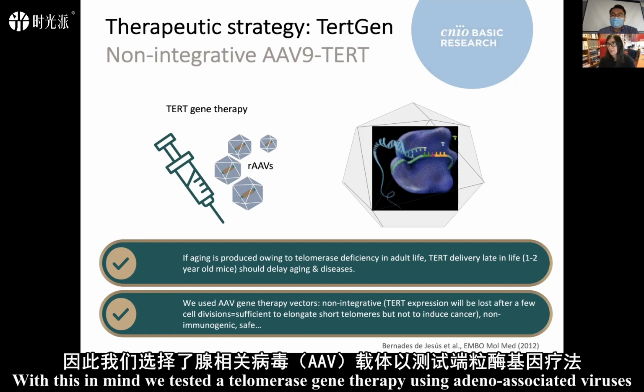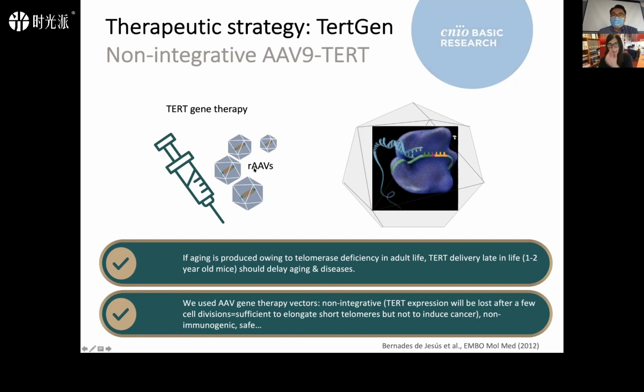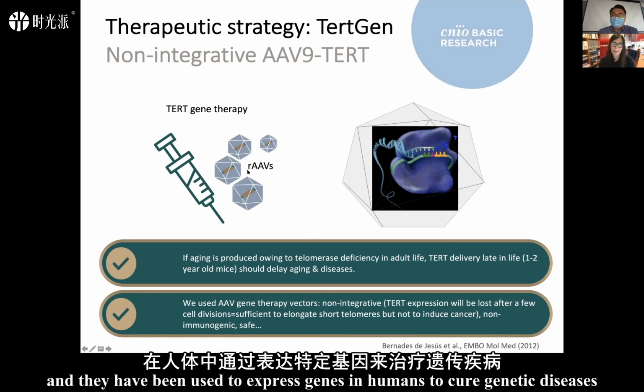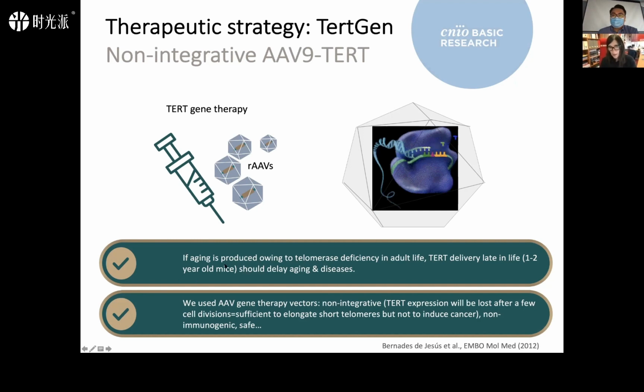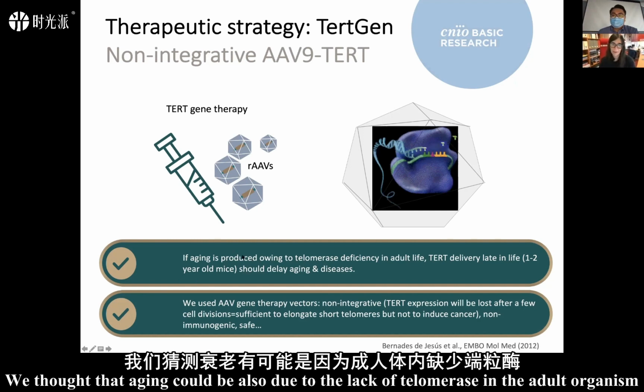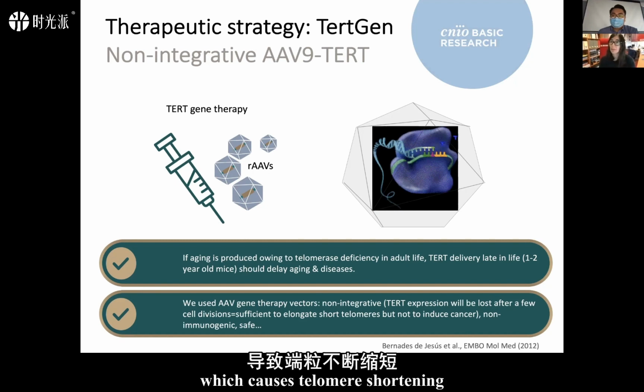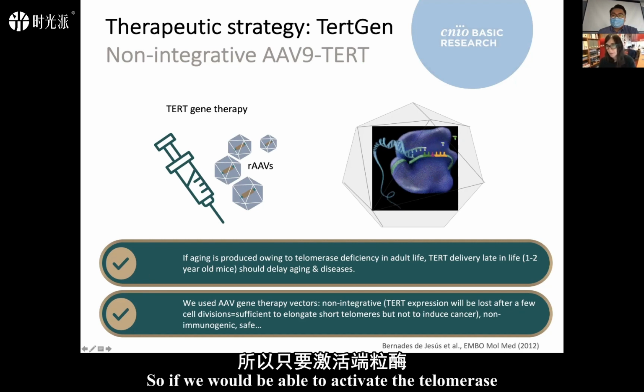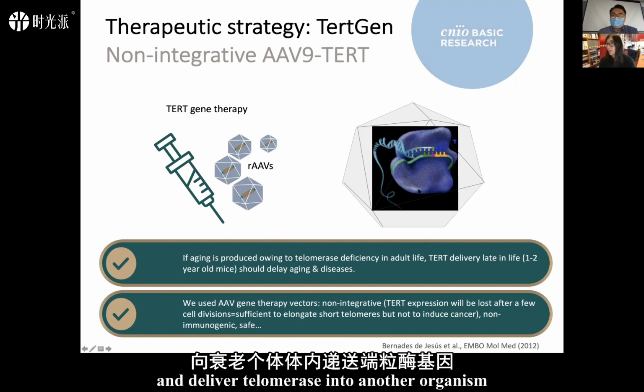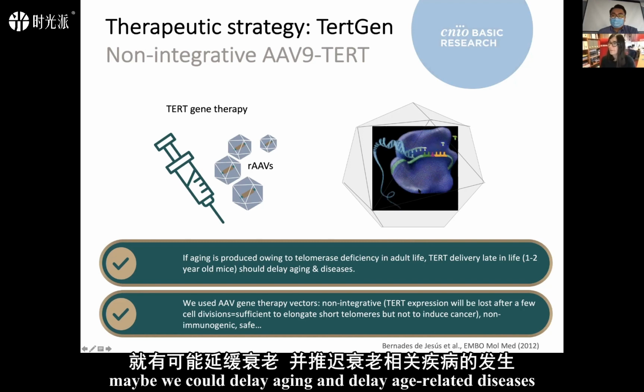With this in mind, we tested a telomerase gene therapy using adeno-associated viruses. So these viruses are non-integrative, and they have been used to express genes in humans to cure genetic diseases. So we thought that aging could also be due to the lack of telomerase in the adult organism, which causes telomere shortening. So we would be able to activate telomerase and deliver telomerase into an adult organism. Maybe we could delay aging, delay age-related diseases.